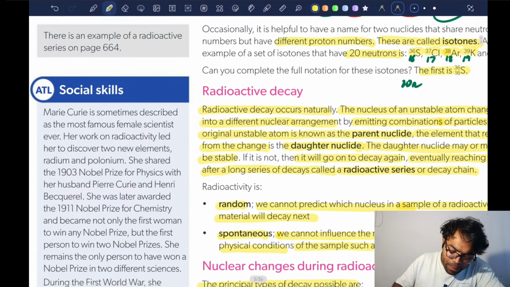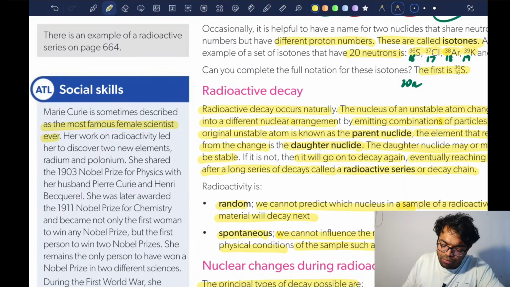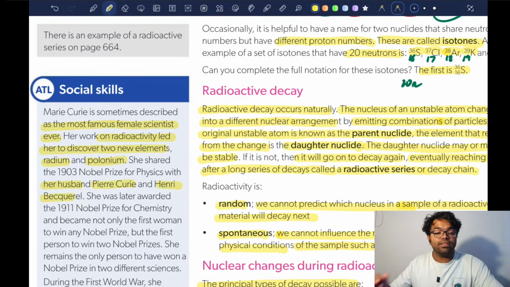Now, Marie Curie is sometimes described as the most famous female scientist ever. Her work on radioactivity led her to the discovery of two new substances, the elements radium and polonium. She shared the 1903 Nobel Prize for Physics with her husband Pierre Curie and Henri Becquerel. Okay, three people can at once share the Nobel Prize.